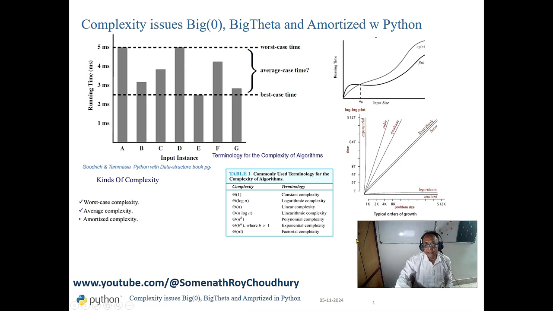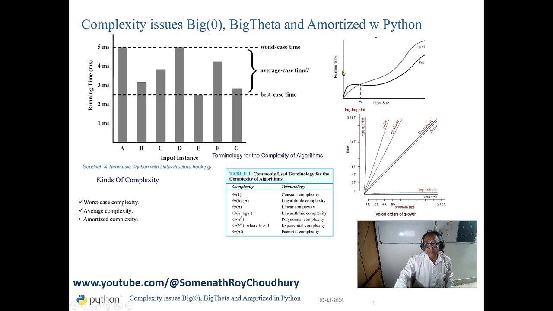Today we are discussing the complexity issues. There are two complexities mainly, time complexity and space complexity. Later on we'll see the energy complexity also, how much energy a particular process will consume. But take the example of time complexity, which is of utmost importance.